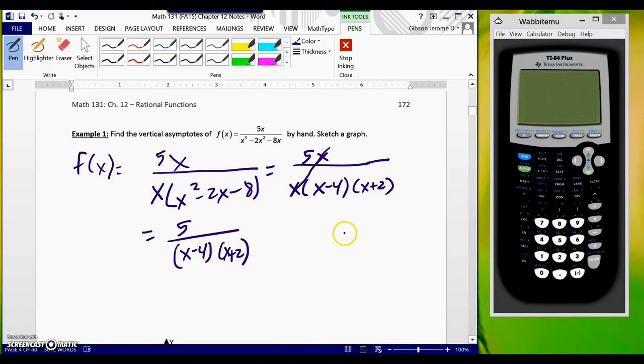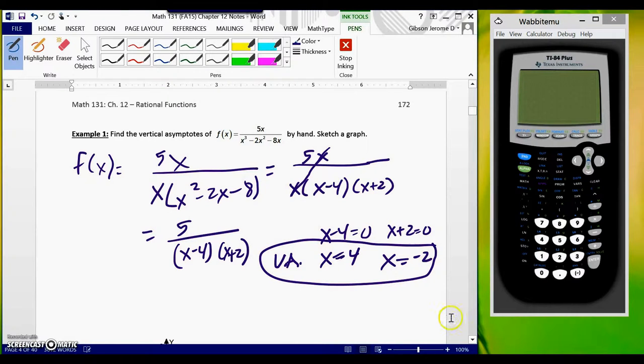Now we will set both of these equal to 0. And then we will have x is 4, and then x is negative 2. Now these are vertical asymptotes, so you can abbreviate it by putting VA. Vertical asymptotes are x equals 4, x equals negative 2.